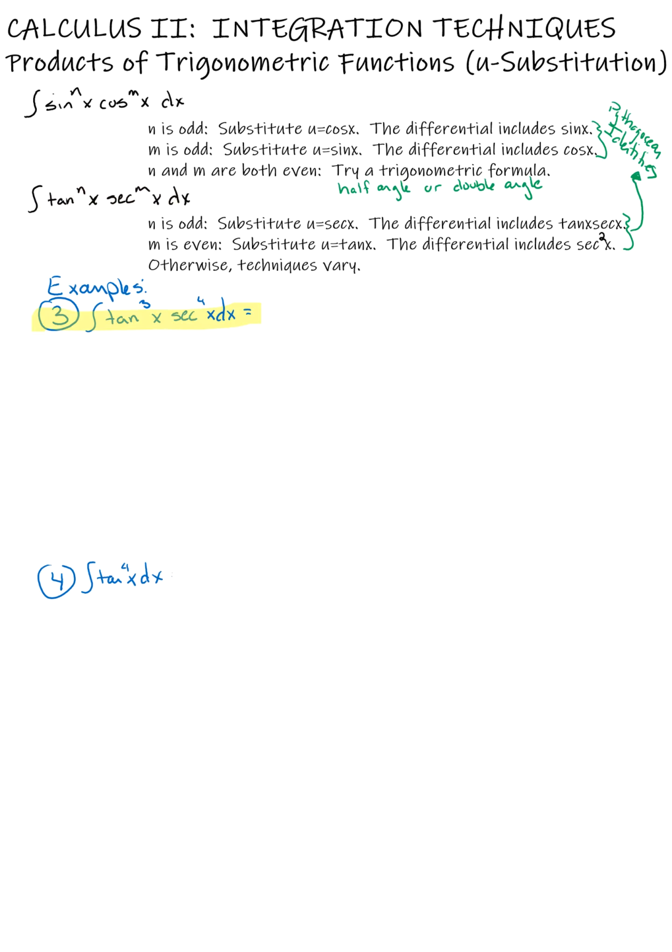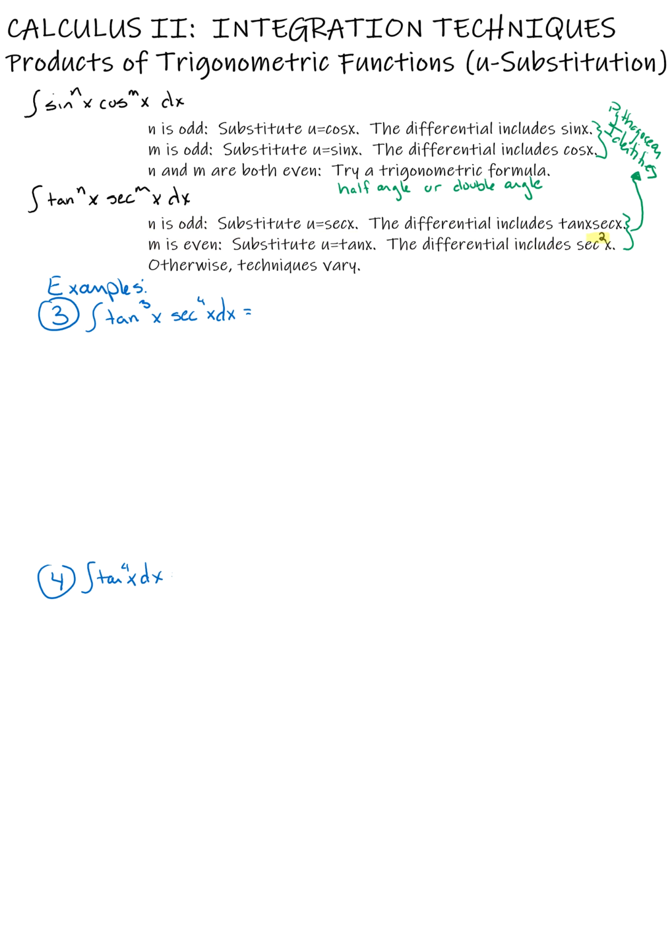We have the integral of tangent cubed x times secant to the fourth x dx. Now I notice in this case, n is 3, which is odd, and m is 4, which is even. So I really could use either one of those cases. And really, there's no wrong answer. You can pick either one. I'm going to go ahead and use the second version.